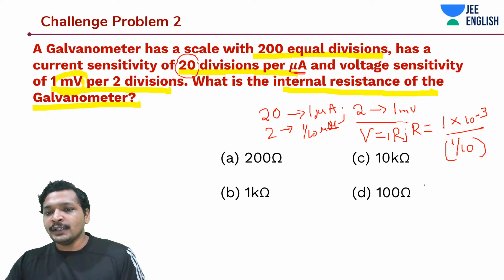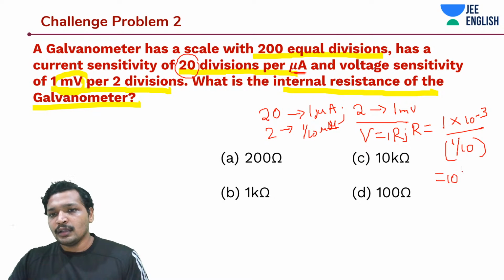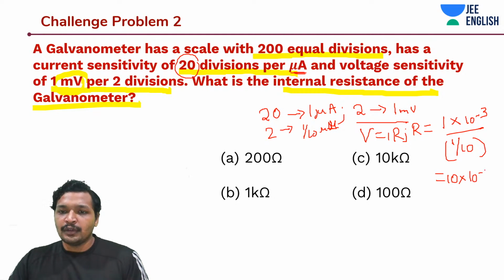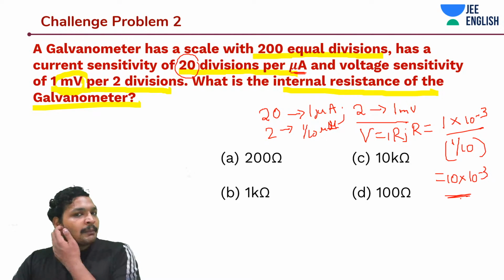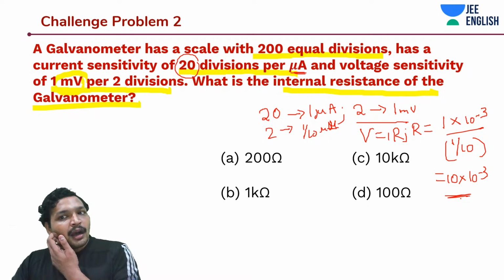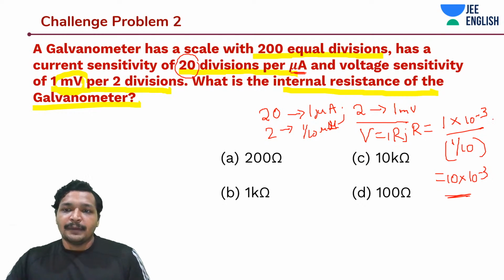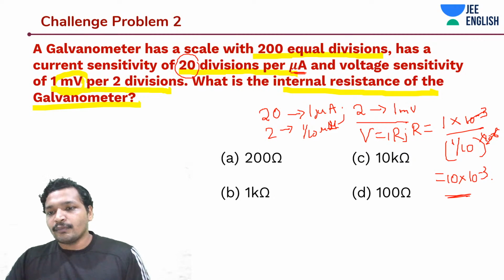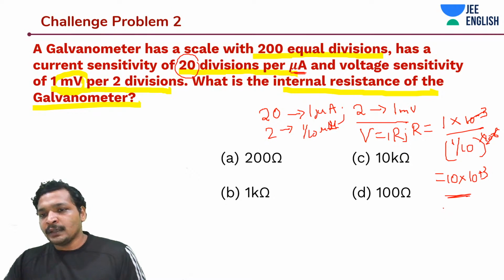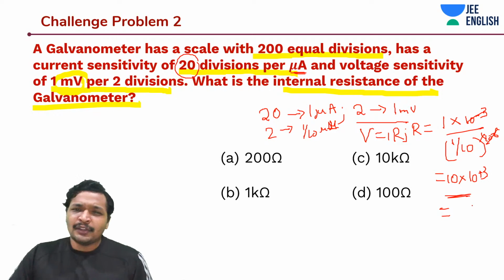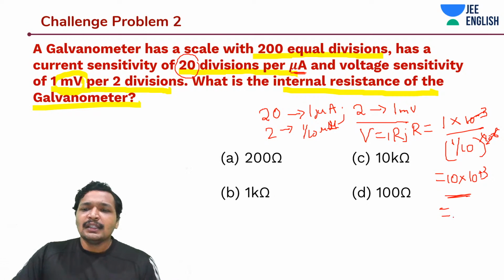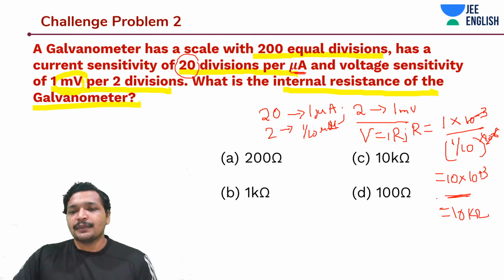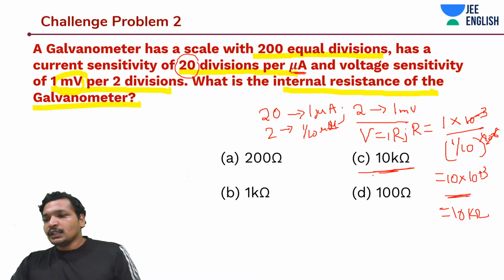Did you understand this point? It's going to be 10. Okay. V is equal to IR, 10 to the power minus 3. Okay, that's correct. It's going to be 10 to the power minus 6. It's going to be 10 to the power 3, that is going to be 10 kilo ohms. C should be the answer.